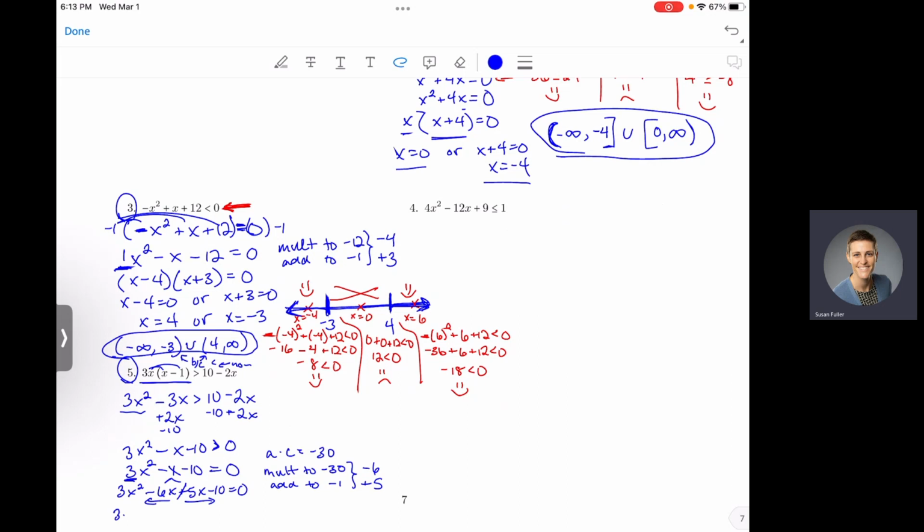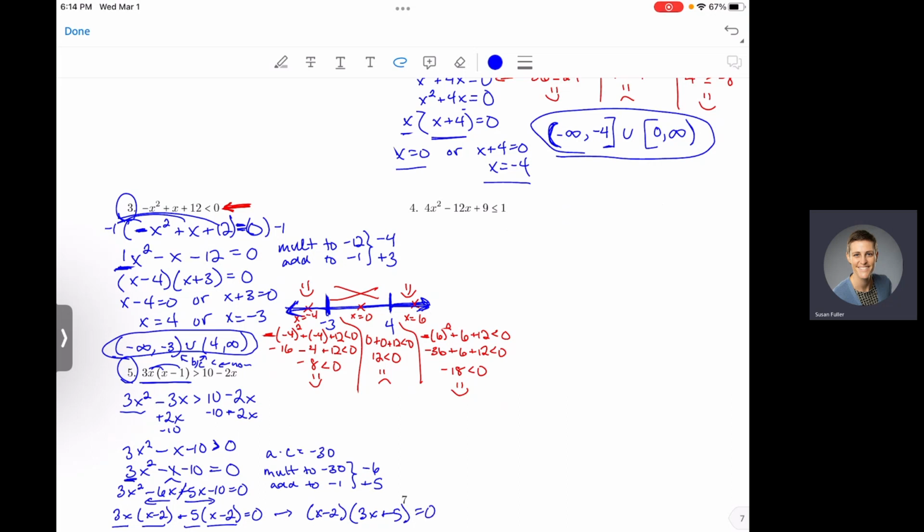On the left, a 3x will come out, and I'll have x minus 2. On the right side, a 5 will come out, and I will have x minus 2. And I have a matching factor of x minus 2, so I'm going to factor that out of everything, and I'm going to get 3x from the first and plus 5 from the second equals 0.